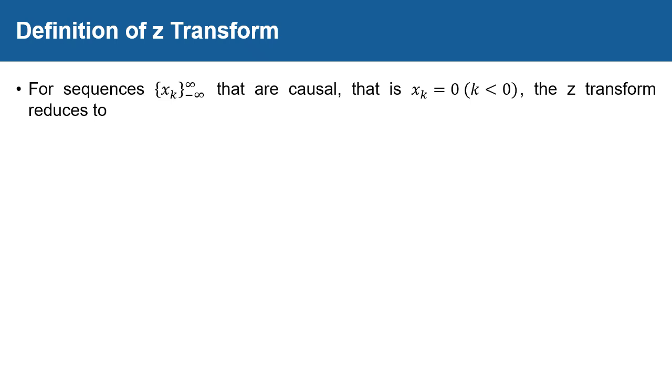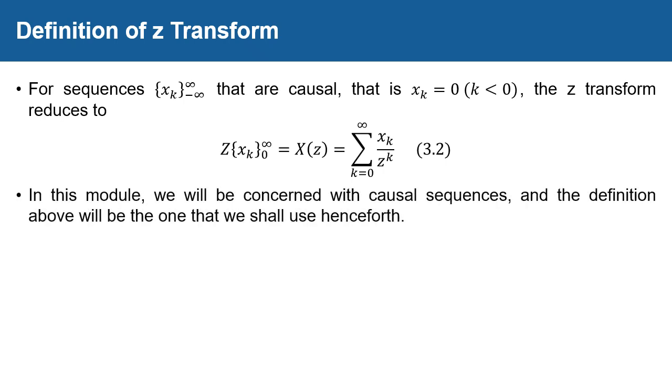For sequences x(k) from negative infinity to infinity that are causal, that is x(k) is equal to 0 where k is less than 0, the z transform reduces to the z transform of x(k) from 0 to infinity, which is equal to X(z), equal to the sum from k equals 0 to infinity of x sub k divided by z raised to k. This is equation 3.2. In this module, we will be concerned with causal sequences, and the definition above will be the one that we shall use henceforth.